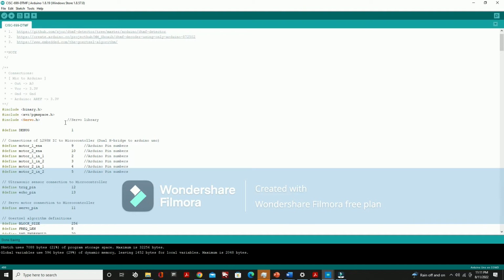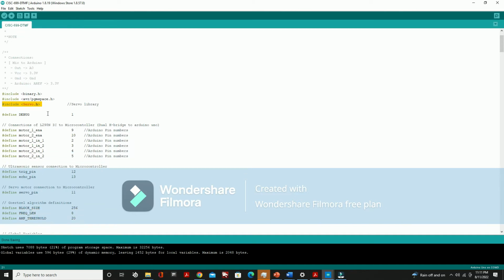Next are the header files I have used. This is the servo motor library. This is a class I have to instantiate to use certain functions to drive the servo motor. And the next one are the connections of the L298N IC, that's the dual H-bridge circuit, through the Arduino Uno.